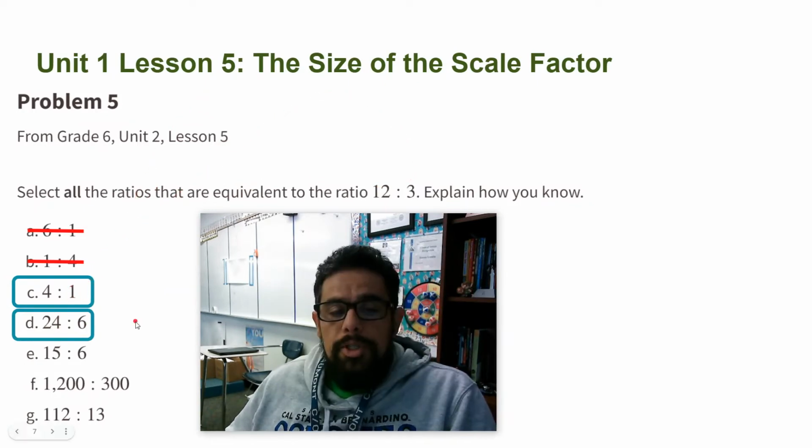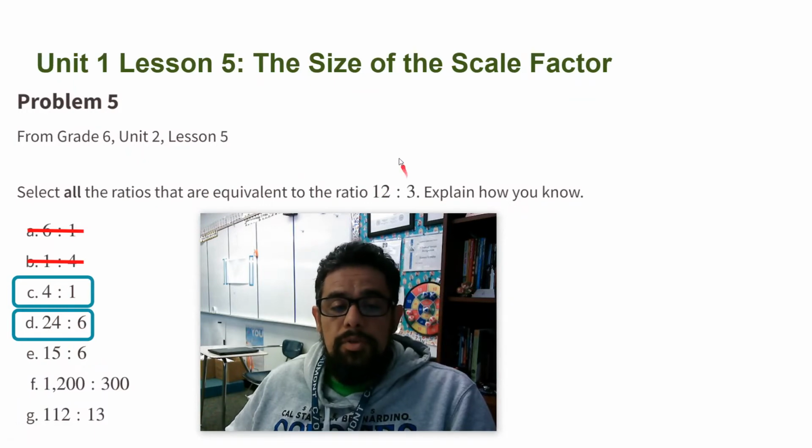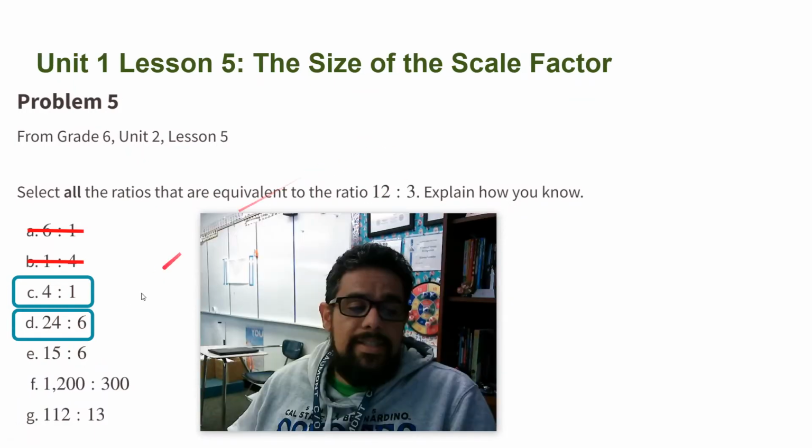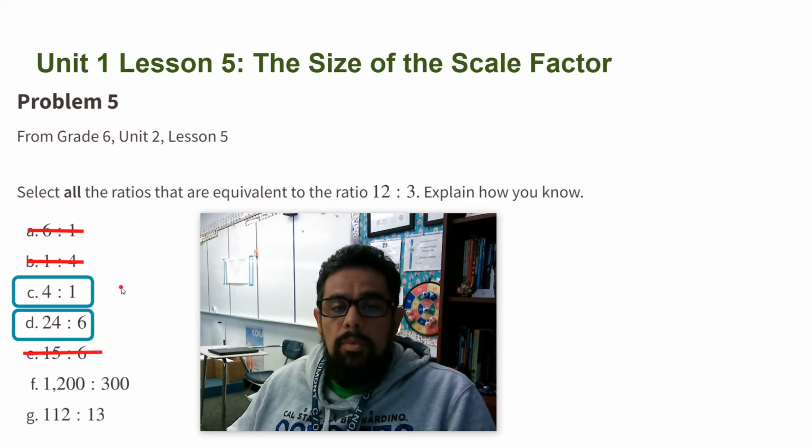It works. Part E, notice the pattern here is adding 3. So 12 is 15 plus 3, and 6 is 3 plus 3. When you are adding the same number to both sides in the ratio, it is not an equal ratio. You have to multiply by the same number, not add the same number.